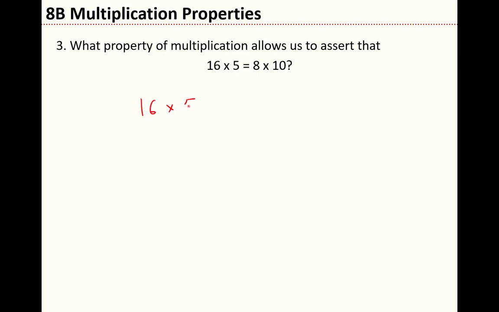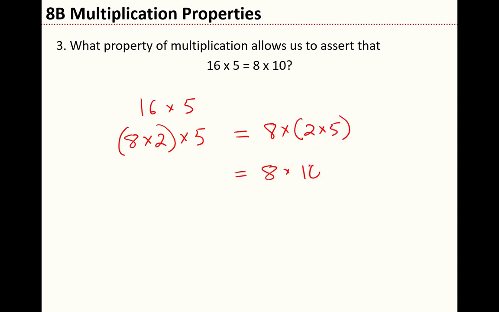16 times 5. Here's what I'm going to do. I'm going to break up that 16. That 16 is really 8 times 2 times 5. And now I can reassociate the parentheses. That's 8 times 2 times 5, which is 8 times 10. So 16 times 5 equals 8 times 10, and the key step was in the regrouping. So that was the associative property. That's what allows me to make this kind of simplification.